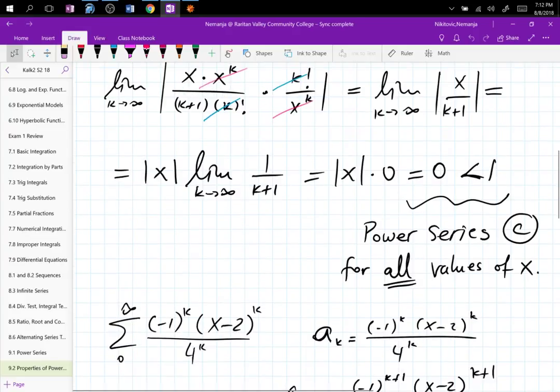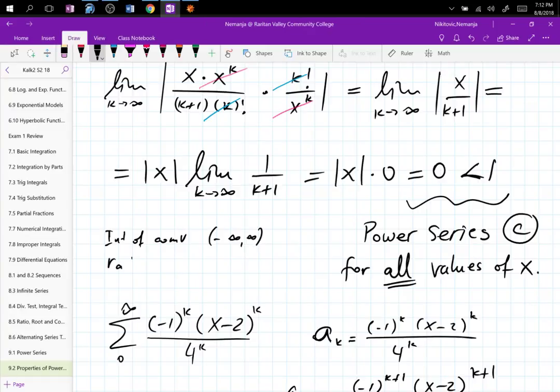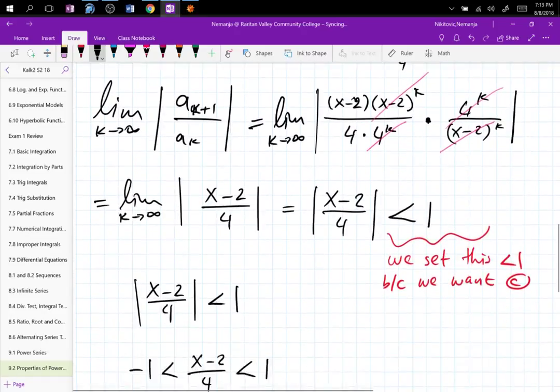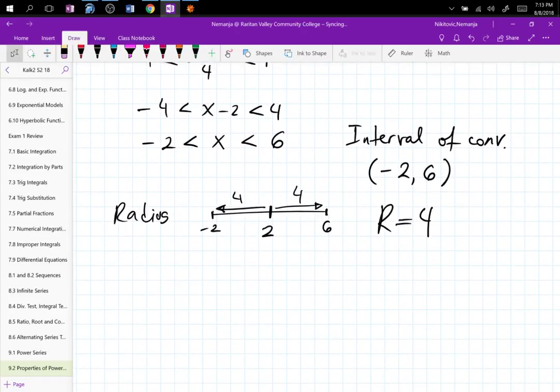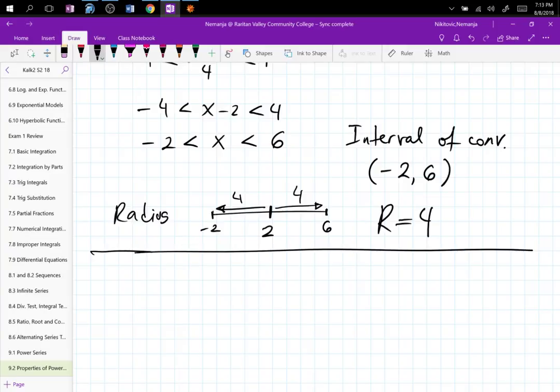So now, the first example we did, we said the power series converges for all values of x. So your interval of convergence is infinite, that means negative infinity to positive infinity, and your radius of convergence is r equals infinity. That means any x is convergent. The next example, we figured out, after all these calculations, that the radius of convergence is 4, and the interval is 4 units to the left and 4 units to the right of the center.